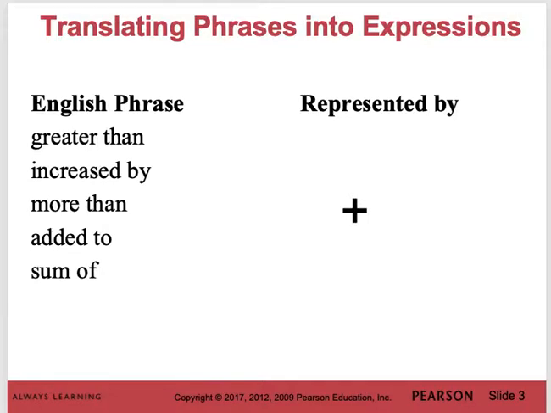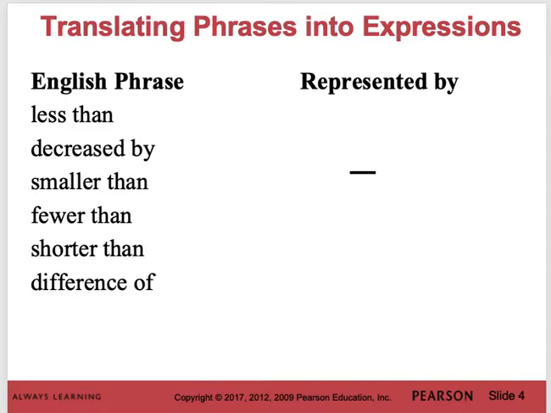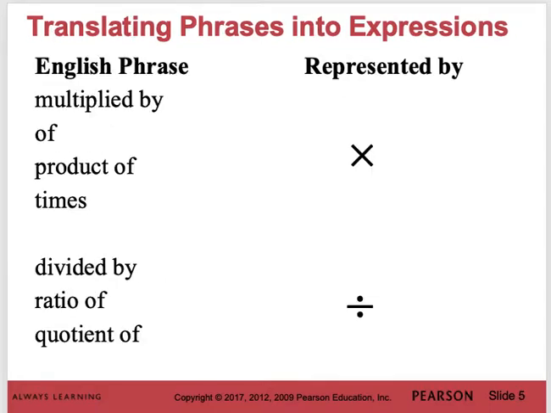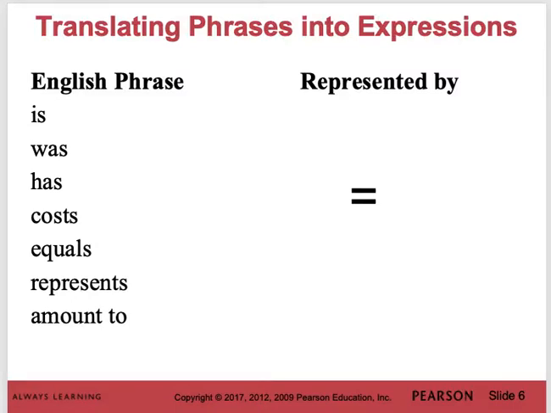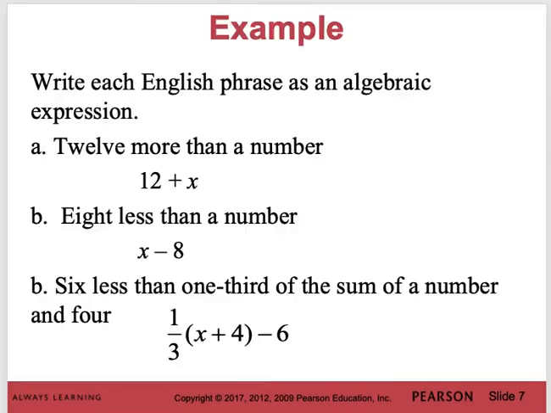So here is an example. If we use the words greater than, increased by, more than, added to, or sum of, we know we're adding. These are the terms that are represented with subtracting. If we see multiplied by, of, product of, or times, we see a multiplication sign, and divided by, ratio of, or quotient would be division. All of these phrases are representative of an equals sign.